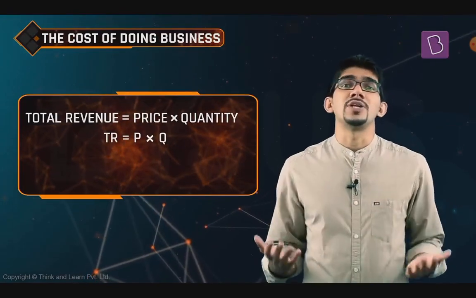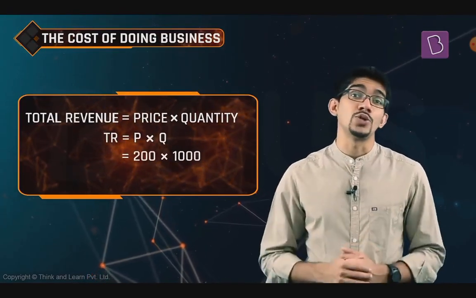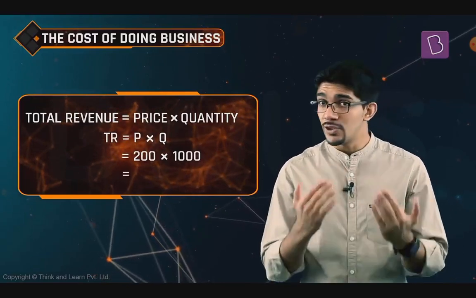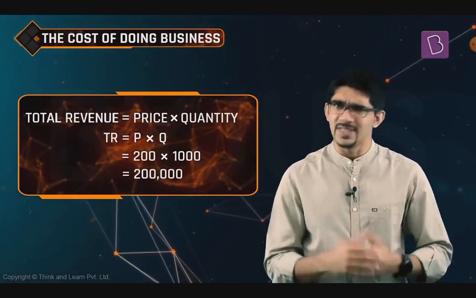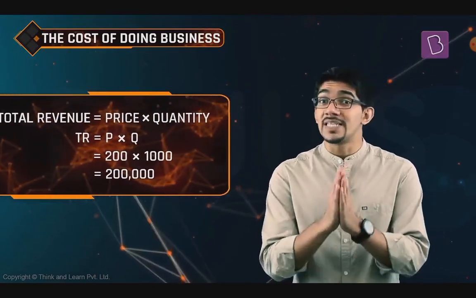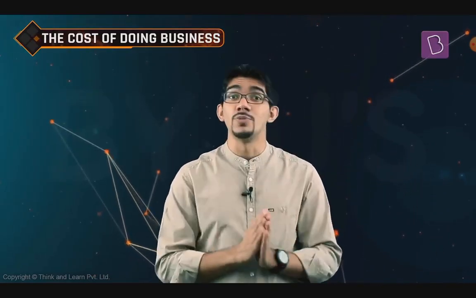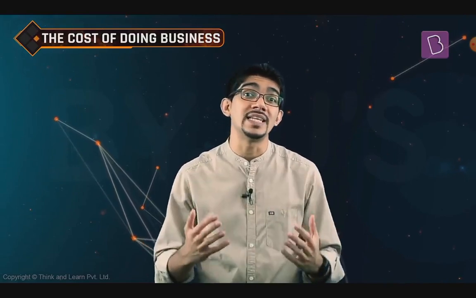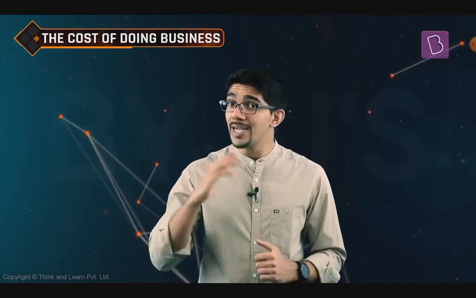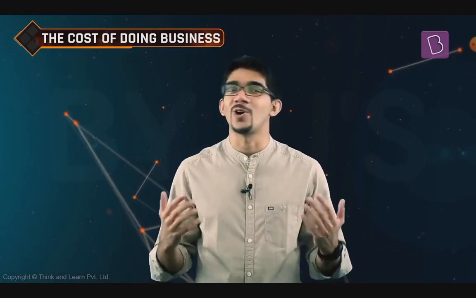So let's say Rohit used to produce 1000 pizzas and sold them at 200 a pizza. Then his total revenue would be 200,000. Easy, right? Yes. But the measurement of the firm's total cost is more subtle and requires more detailed examination. So we will come back to the revenue part after we discuss the costs.